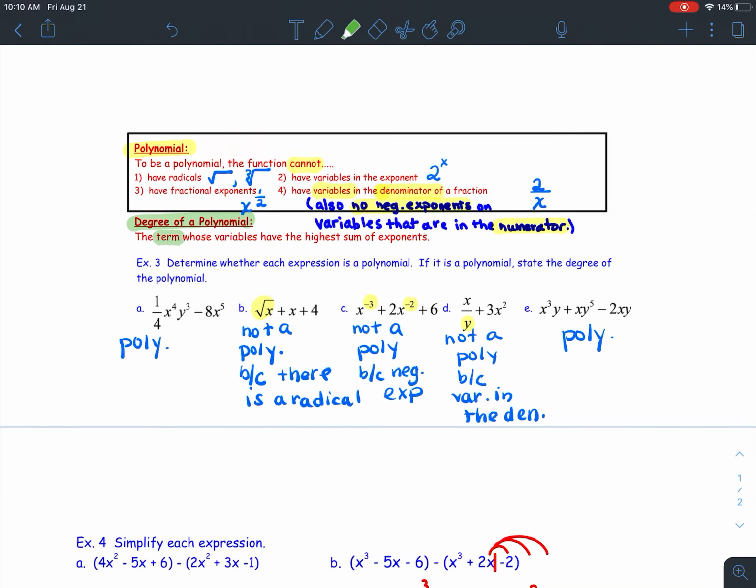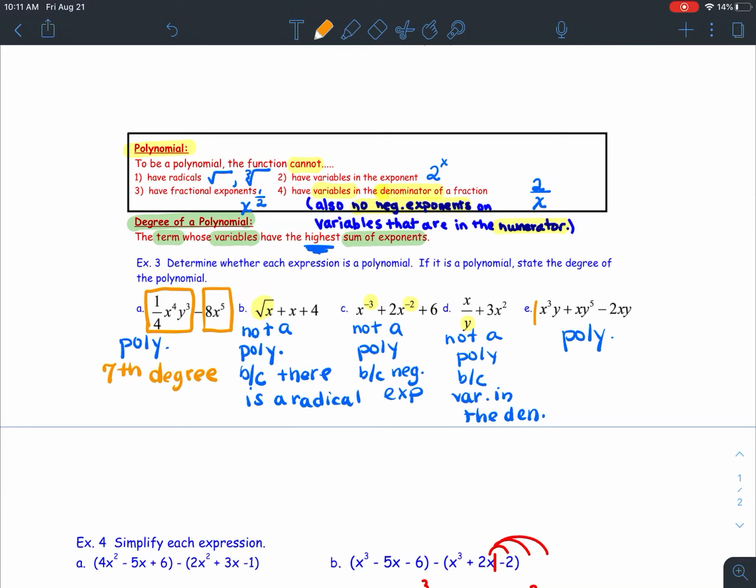You can see that in example A, this is all one term, all that's being multiplied together. As soon as we hit the subtraction sign, now we have a second term. Now I'm only interested in the variables and their exponents. So this first term, if I were to add the exponents on those variables, I would get a 7. The only variable in the second term has an exponent of 5. So which of these two terms has the highest sum? Well, the 7. So I would call that a 7th degree polynomial.